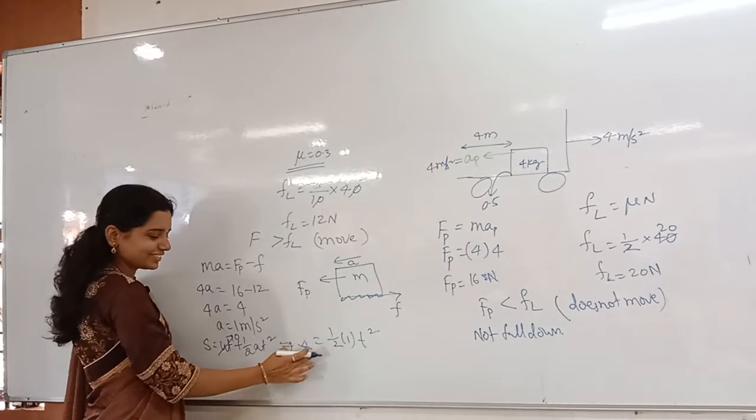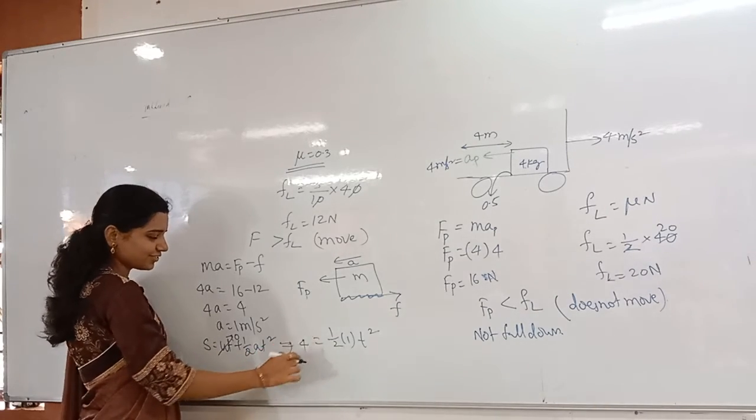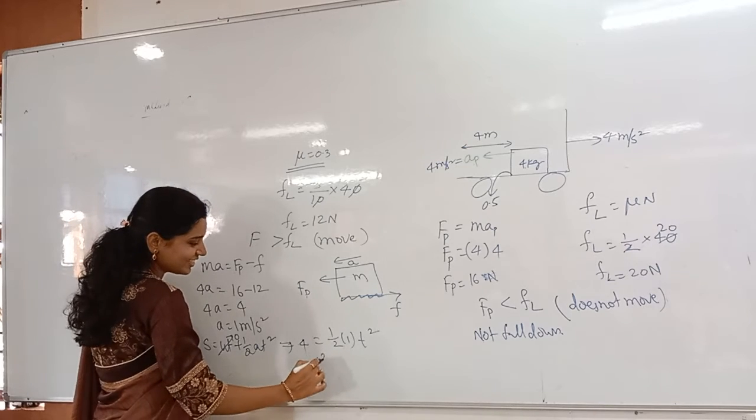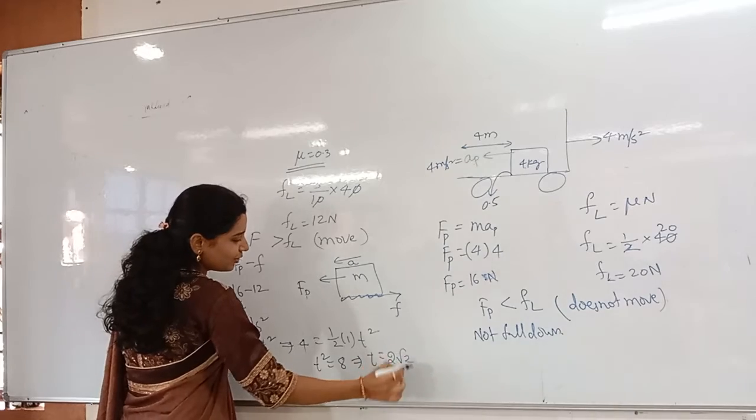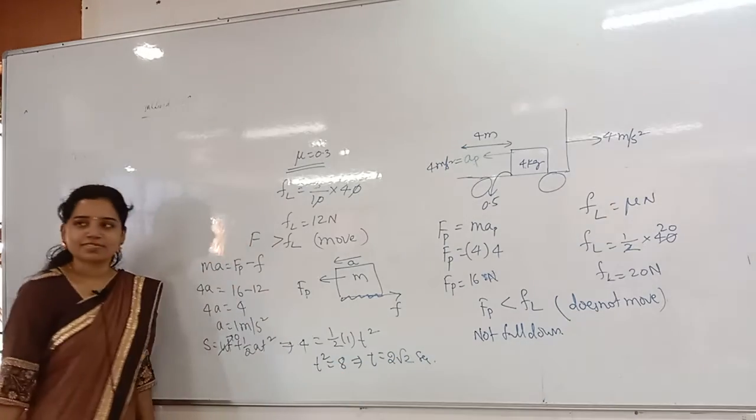Or Tasmiya, you teach me this one now. So t square is equal to 8, and then t is equal to how much? 2 root 2 seconds. Clear?